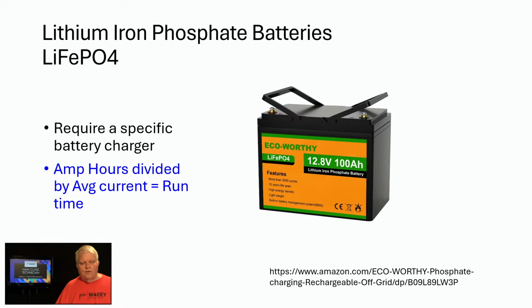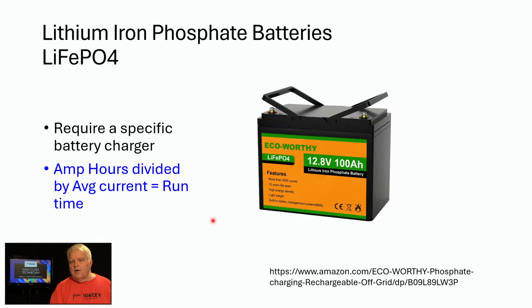They're rated with an output voltage, in this case 12.8 volts, and an amp hour rating, 100 amp hours. You can determine the runtime of your equipment if you know the average current draw of your equipment and divide that into the amp hours, and it'll give you the runtime in percentages of an hour. So if you got 100 amp hours and your equipment draws 1 amp, well then you should get 100 hours of operation. So keep this formula here in mind.